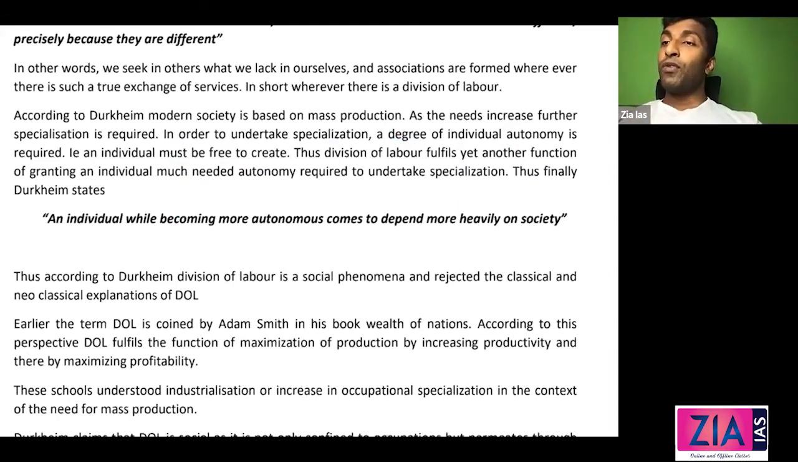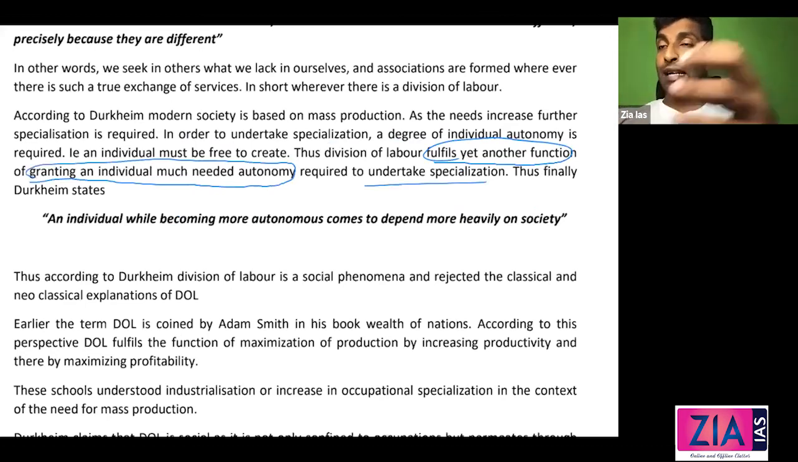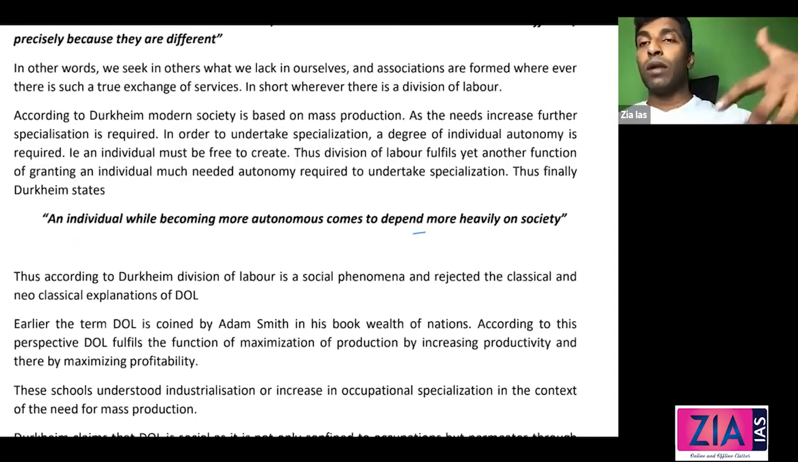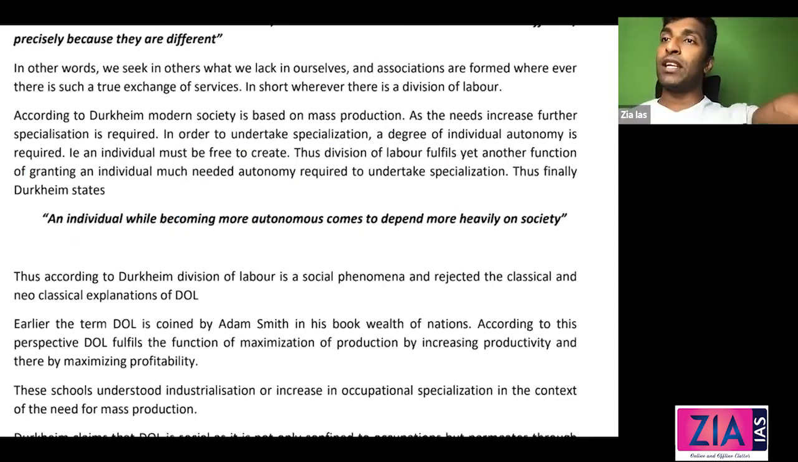Thus, division of labor fulfills yet another function of granting an individual much needed autonomy required to undertake specialization or to create. Thus, finally, Durkheim states an individual, while becoming more autonomous, comes to depend more heavily on society. Yes or no? When you are becoming more and more autonomous, when you are becoming more specialized, you depend more heavily on society, because if society and people are not coming to you, you cannot survive.